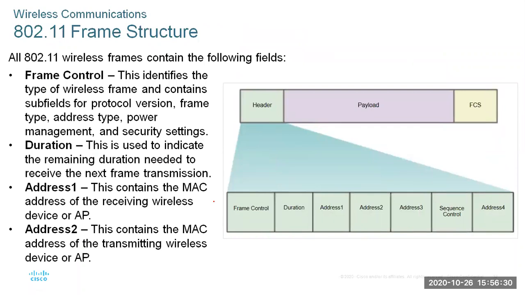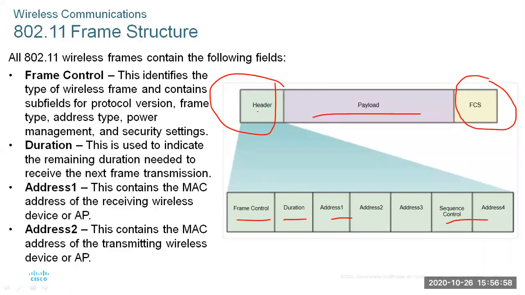Now, the structure of the frame in wireless is similar to that of Ethernet. Because we're talking about the frame control, then the duration, then addresses, then sequence control. So the header has the header information and the frame check sequence. Then you have the payload. It's the header information that is broken down into this. Now the duration is used to indicate the remaining duration needed to receive the next frame transmission.